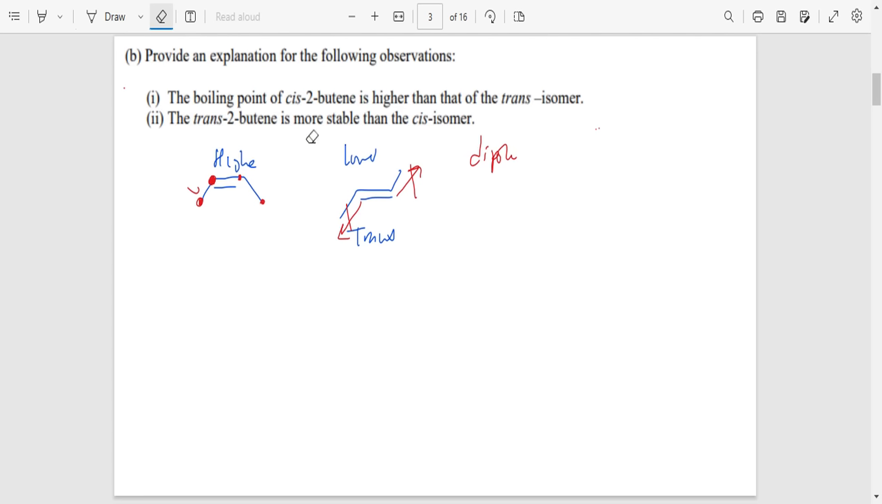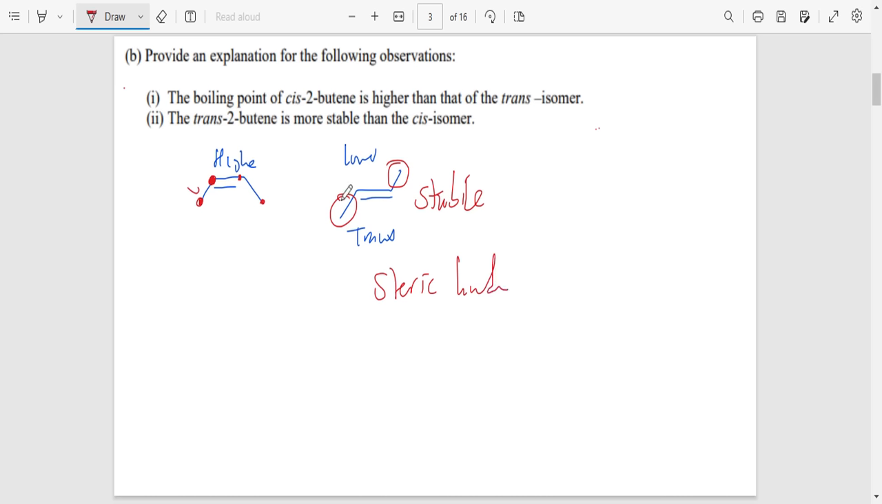Now, if we look at which one is more stable, for the next one we have trans-2-butene and cis-2-butene. Which one is going to be more stable? About stability, the trans is more stable than the cis. The reason is these two groups are on opposite sides. So we have what is called steric hindrance. Steric hindrance just has to do with the space which these two groups occupy.